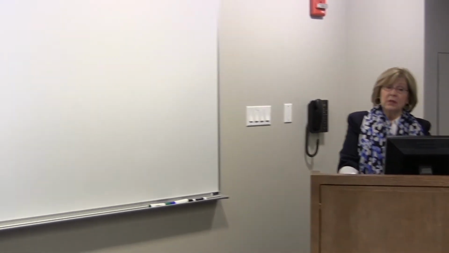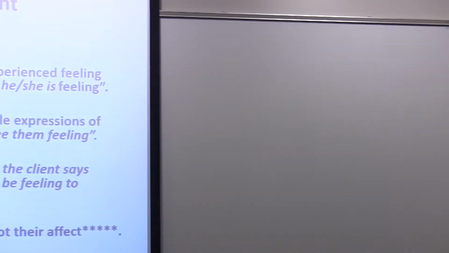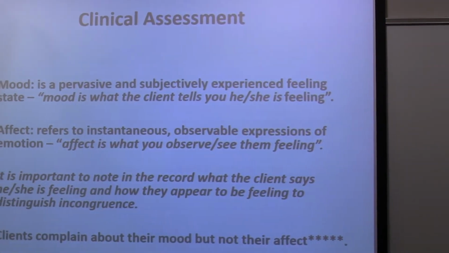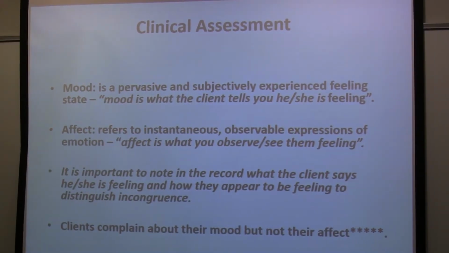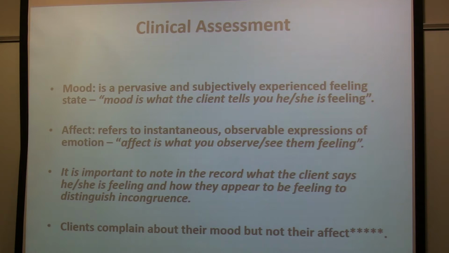Then we will talk about mood in the assessment. So what is mood? Mood is a pervasive and subjectively experienced feeling state. Mood is actually what the client tells you he or she is feeling. Affect refers to instantaneous, observable expressions of emotion. Affect is what you, as the social worker conducting the assessment, see them or observe them to be feeling and how they're appearing. It's important to note in the record what the client says he or she is feeling and how they appear to be feeling in order to distinguish incongruence.